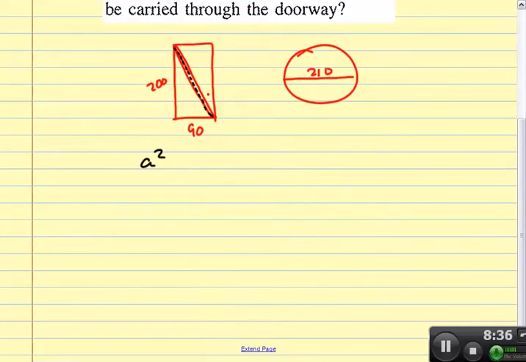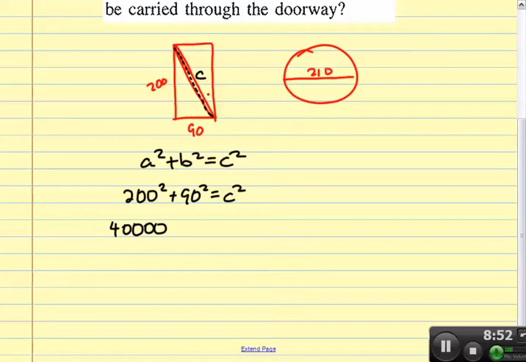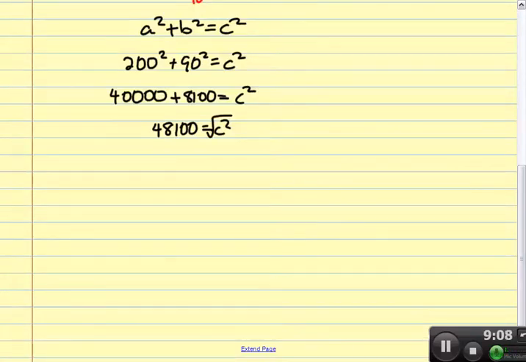Well, I know that a squared plus b squared is equal to c squared. That means that 200 squared plus 90 squared is equal to c squared. This is c. 200 squared is 4 with 4 zeros, 40,000, plus 81 with 2 zeros, is equal to c squared. When I add those together, that's going to be 48,100. Rolling without my calculator so far. But now I'm going to take the square root of both sides. It's a table and a door, so I can't have a negative length. All right, but c is going to be approximately the square root of 48,100.